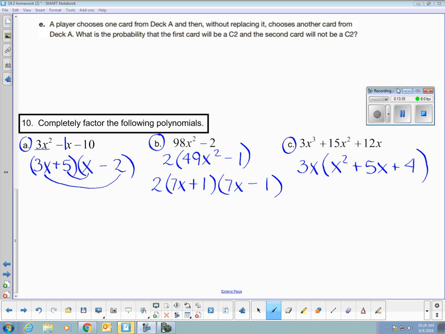All right, and I can check that really quick just by distributing. There's my 3x to the third. There's my 15x squared, and there's the 12x. So it looks like we have factored out correctly. And now what we can do is we can factor what's inside the parentheses. All of this is a factorable trinomial.